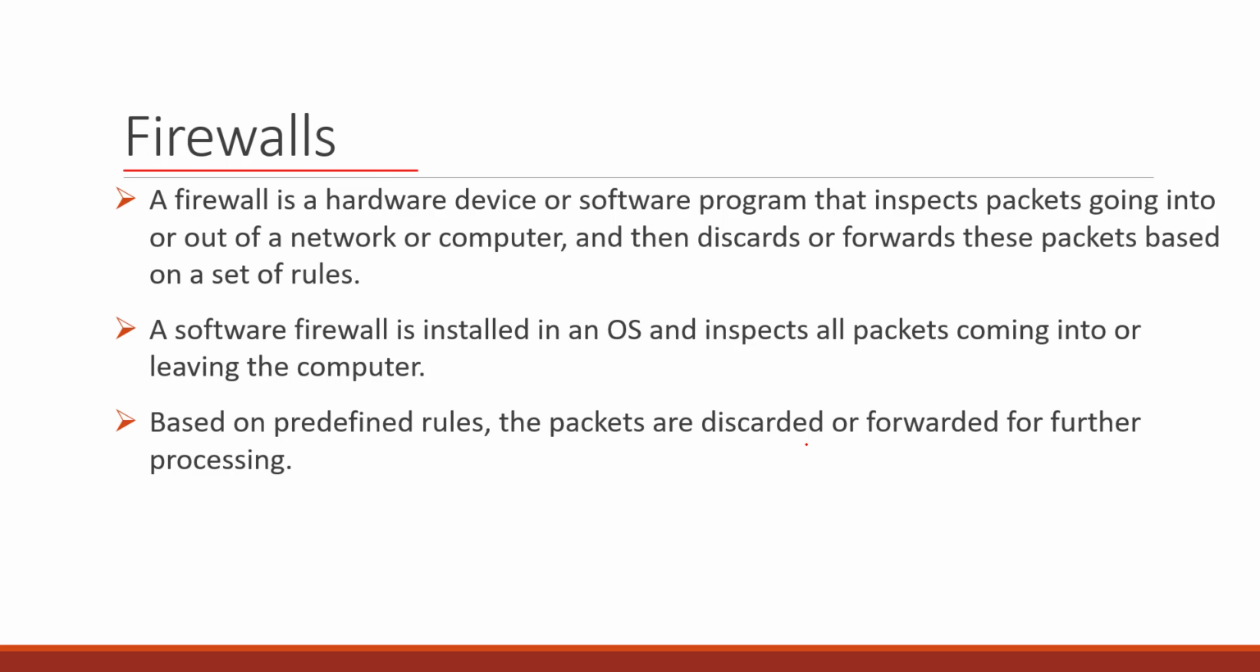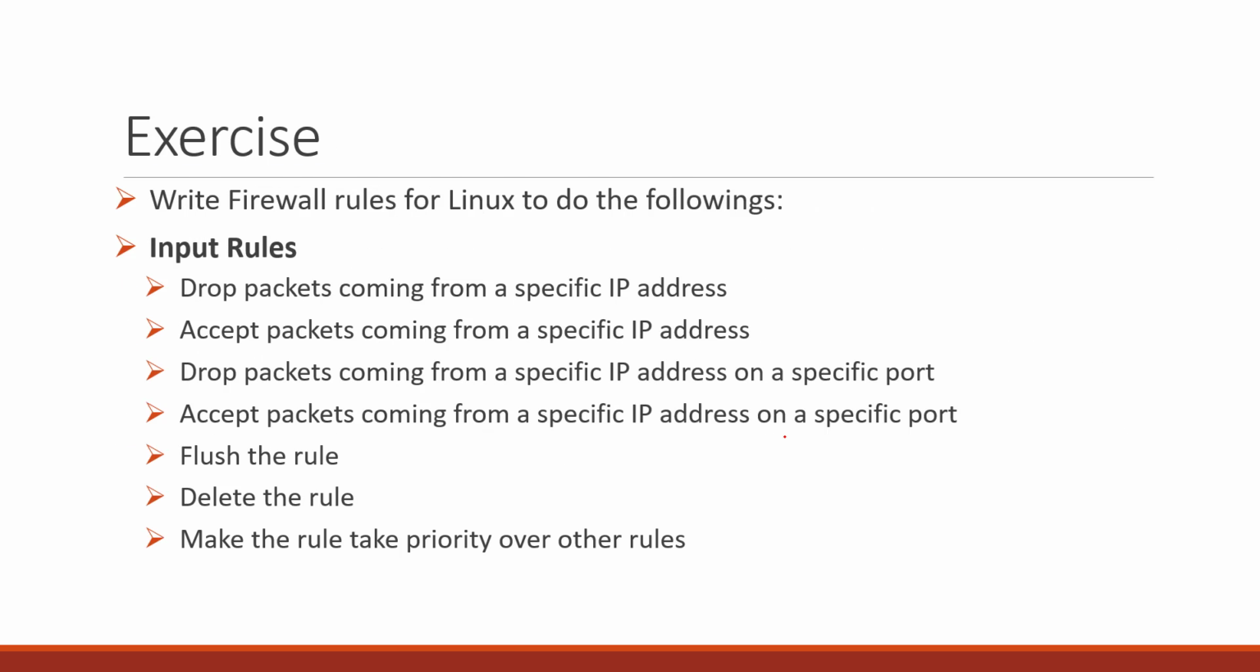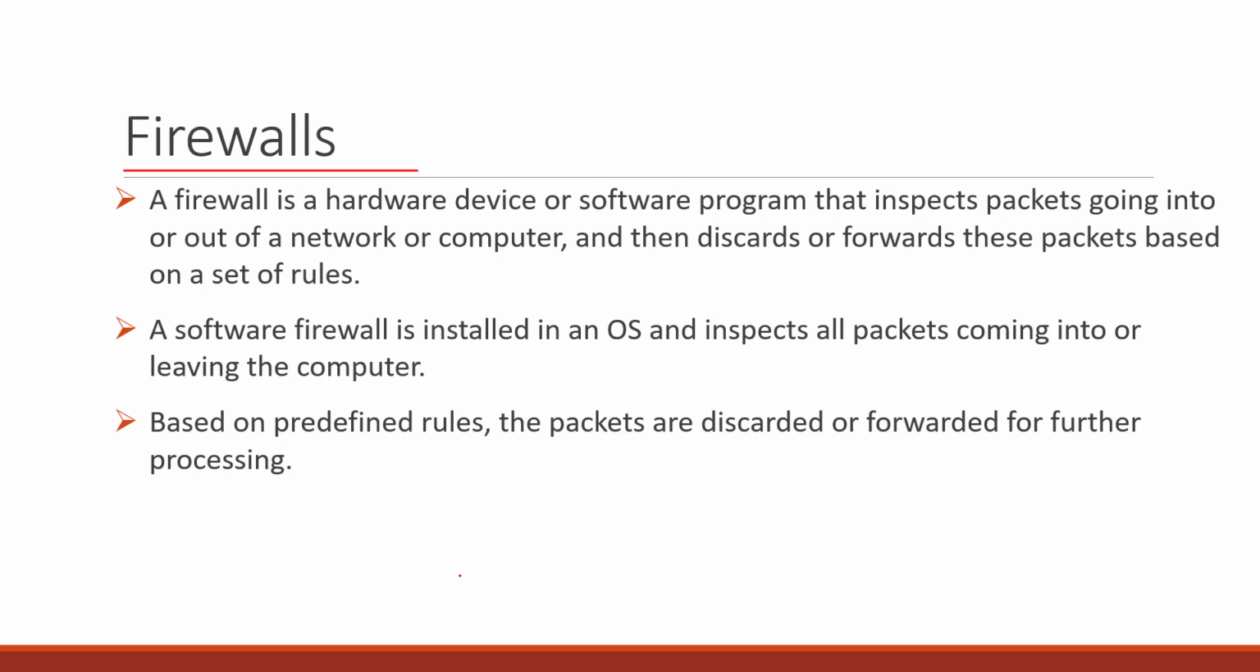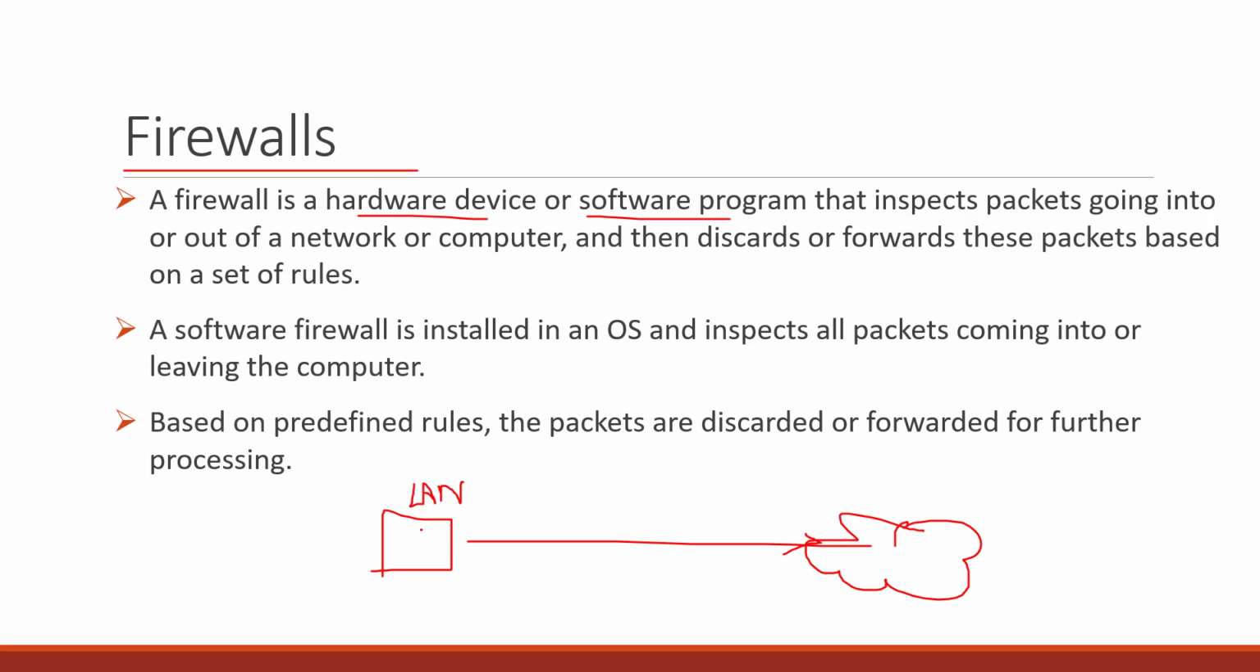Alright, so firewalls. What a firewall does is, it is either software or hardware that inspects whatever is coming into your network. So if this is your LAN and this is the internet, and your LAN is connected to the internet, there is a firewall in between that checks each incoming packet and each outgoing packet. If some of the packets are malicious, this firewall will stop them there.